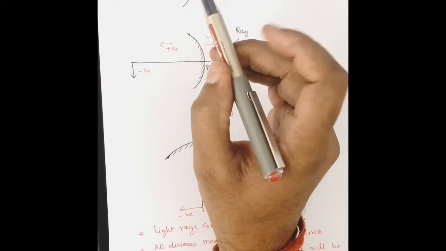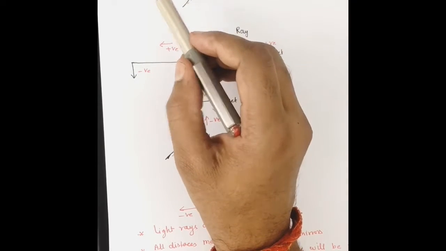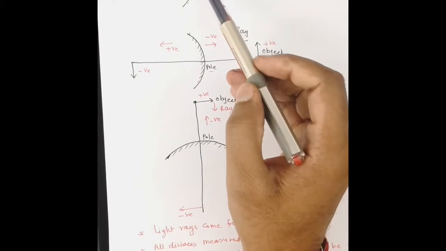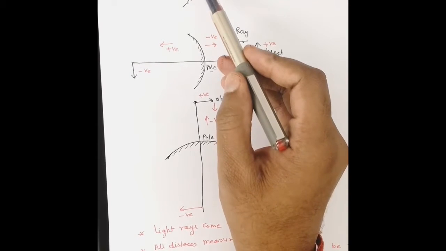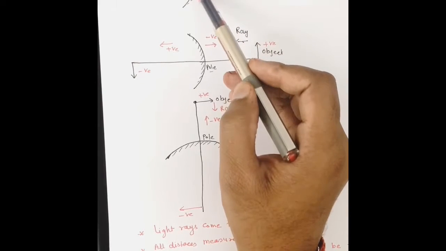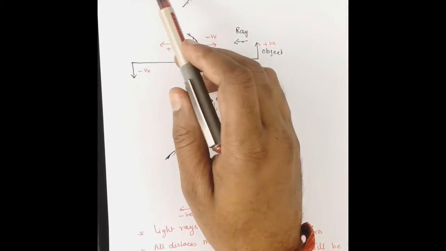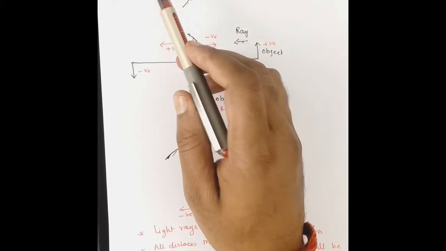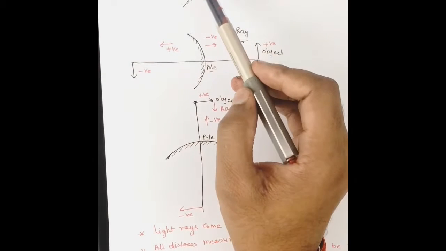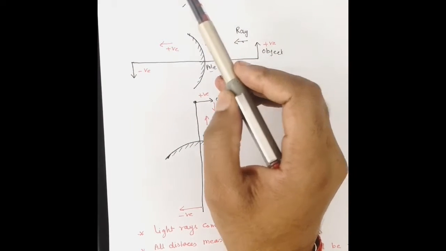First point, light ray always comes from the object. Second point, all distances are measured from the pole of a mirror. This means you will measure all distances from here. And the light ray comes from the object. So, first point, light ray coming from the object. Second point, all distances measured from the pole of a mirror.